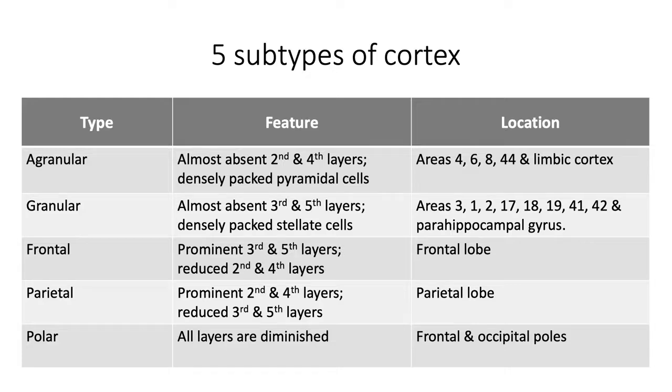The third type is the frontal cortex, which shows prominent third and fifth layers and reduced thickness of second and fourth layers. This is found in frontal lobe. Parietal cortex shows prominent second and fourth layers and reduced third and fifth layers, that is prominent granular cells and reduced pyramidal cells, and this is found in parietal lobe. The fifth type of cortex is the polar cortex, where all the 6 layers are reduced. So this is the thinnest type of cortex, and it is found in frontal and occipital poles.